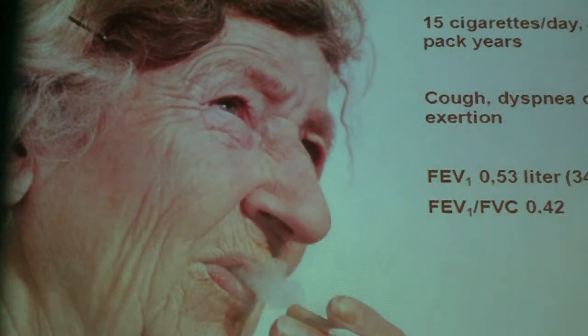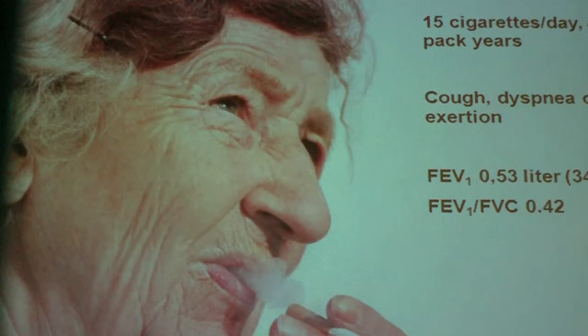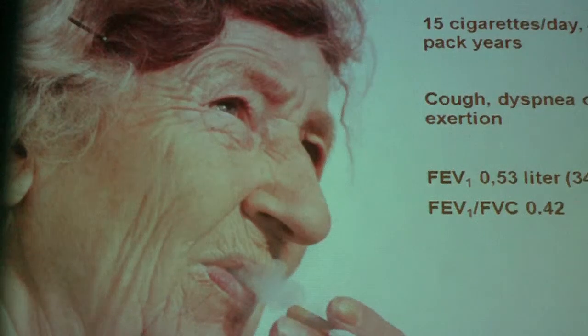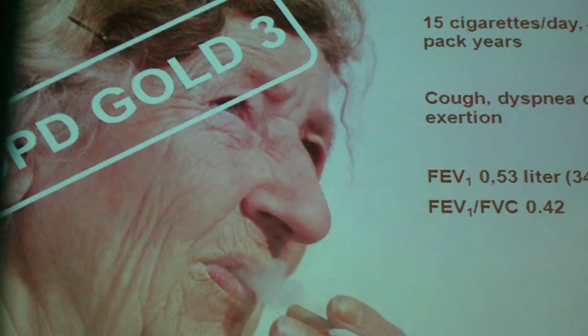So if we go back to our patient now, we did some spirometry, and she has an FEV1 of 0.5 liter, half a liter, which is 34% predicted, and she has an FEV1/FVC ratio of 0.4. So does she have COPD, and what stage? Who paid attention? Any idea? Stage 3, okay. She has stage 3 COPD.